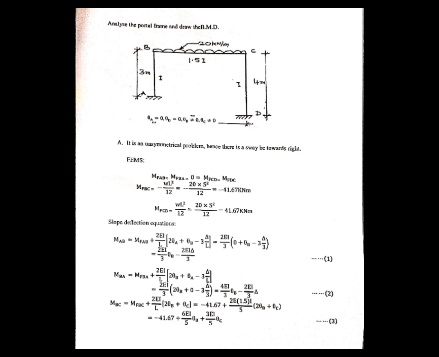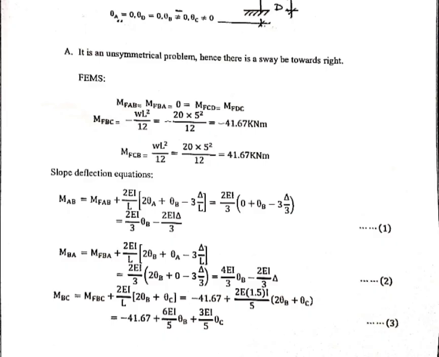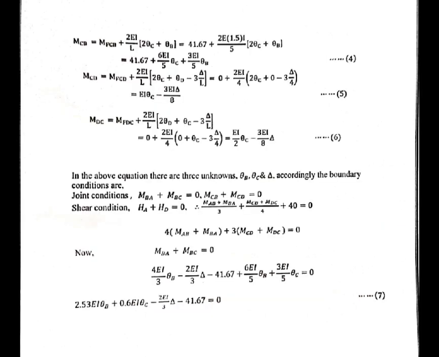Then we need to apply the slope deflection equations. So in the MAB equation, theta A is 0, theta B and delta are unknowns. In MBA, delta same, theta A equal to 0, theta B and delta are unknowns. But in BC and CB, delta will be 0 as it is a beam. So sway will be only for columns, not for the beam. Therefore delta is 0 for MBC and MCB. And for MCD and MDC, theta C is unknown, delta is unknown, theta D is 0. So you'll get the 1 to 6 slope deflection equations.